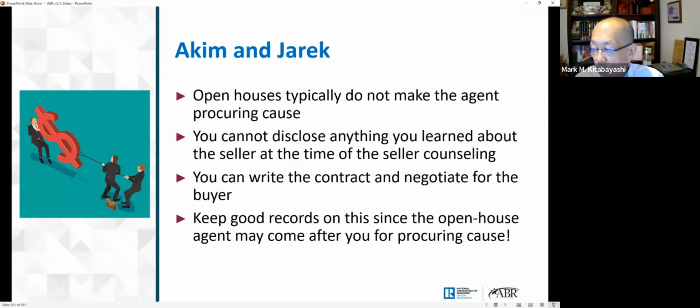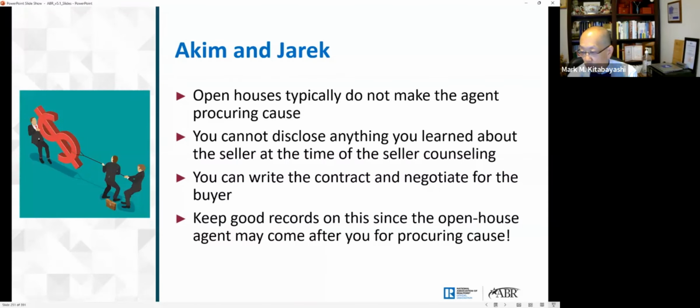You cannot disclose anything you learned about the seller at the time of the seller counseling. As an agent, you can write the contract and negotiate for the buyer. But remember, confidentiality is there. You cannot reveal something the seller told you in confidence to your buyer, or vice versa, you cannot tell the seller what the buyer told you about the offer.